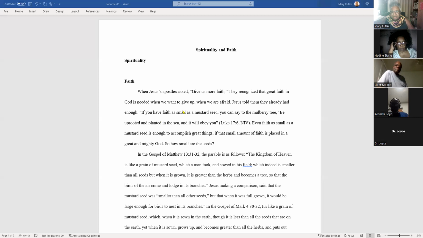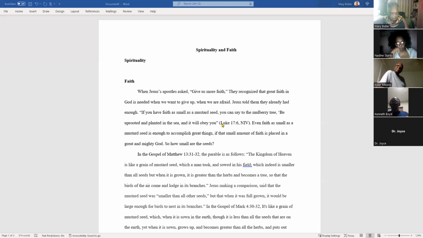And so then we can say, Jesus told them they already had enough. If you have faith as small, it's almost like doing a sermon. You have faith as small as a mustard seed, you can say to the mulberry tree, be uprooted and planted in the sea. I went to my telephone and got those scriptures. I didn't use every word. I put it in my own words. I paraphrased that.